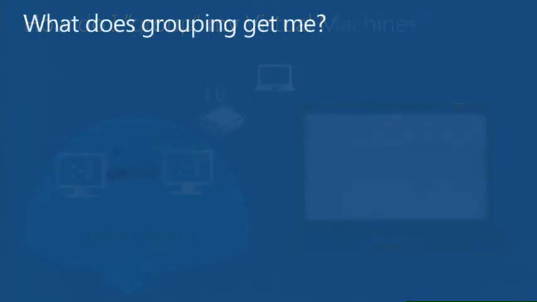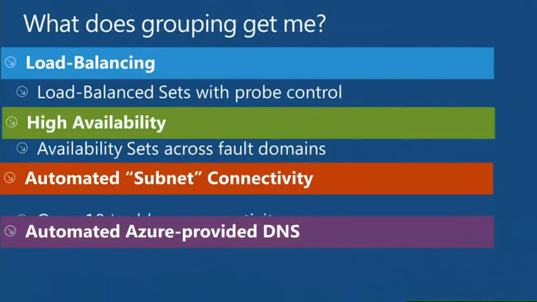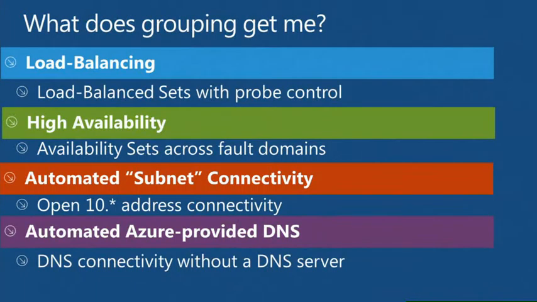So what does grouping get you? Well, it gets you load balancing, like I said. It gets you high availability, so you can create availability sets using this. And Vijay spends quite a bit more time on this in a later session. I think it's called Deep Dive of Windows Azure, where he'll talk about a few of these capabilities. It gives you that automated subnet connectivity, I quote subnet, intended to be this connectivity on that 10 dot address range. And then it gives you Azure provided DNS.